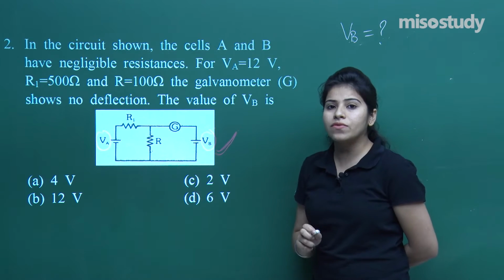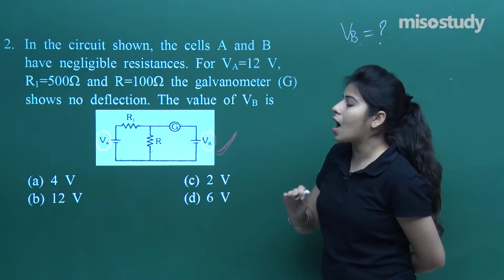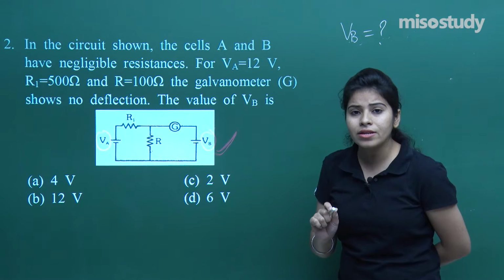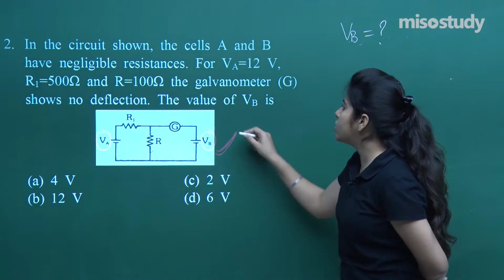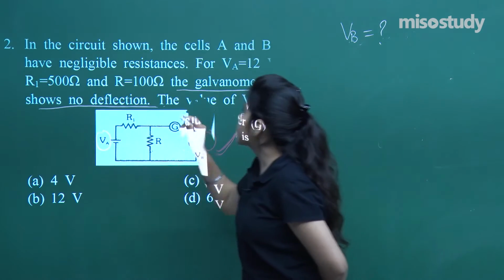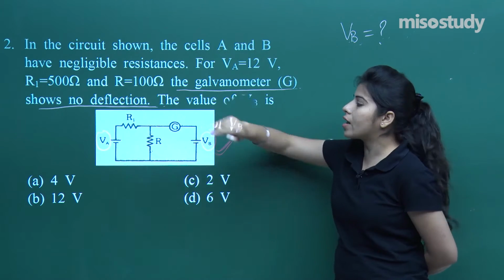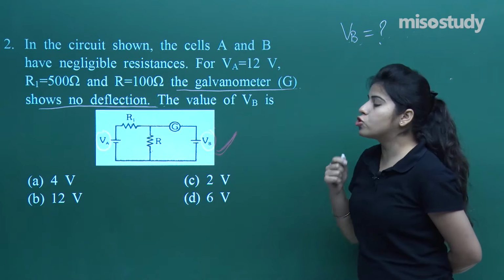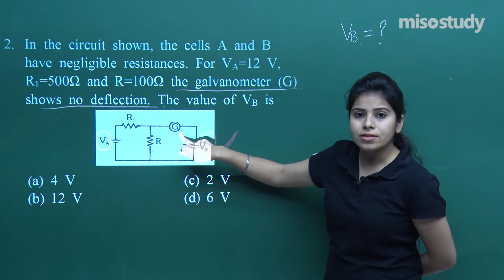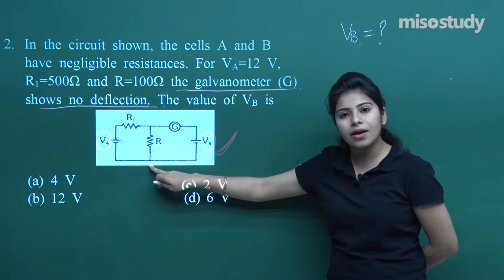I have told you in the Wheatstone bridge, when they say that in the circuit cells A and B have negligible resistance, the main important line of this question is: for VA equals 12 volt, R1 equals 500 and R equals 100, the galvanometer shows no deflection. Where is the galvanometer applied? Between this arm VB and this capital R resistance.